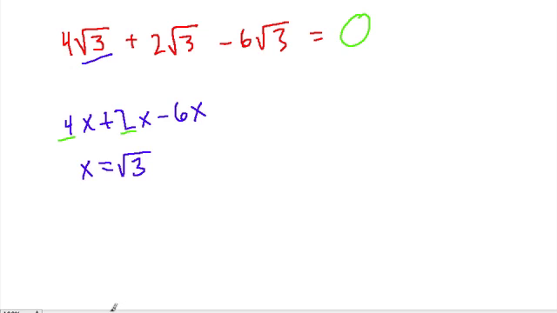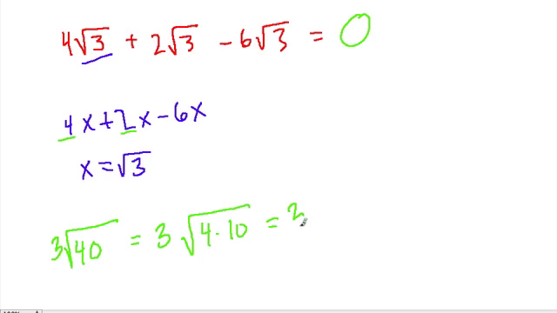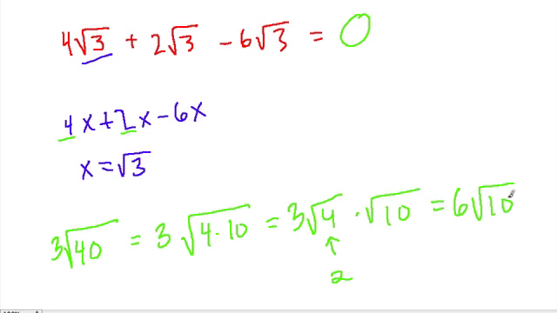Building on that idea, we can look at a problem like this. 3 times the square root of 40. What does that equal? Well, the square root of 40 is just 4 times 10. Right? So we can think of the square root of 40 as the square root of 4 times 10. That times 3 equals 3 times the square root of 4 times the square root of 10. Square root of 4 is 2. So this is 3 times 2 times the square root of 10. So I would get 6 square root of 10, and we're done with that one.